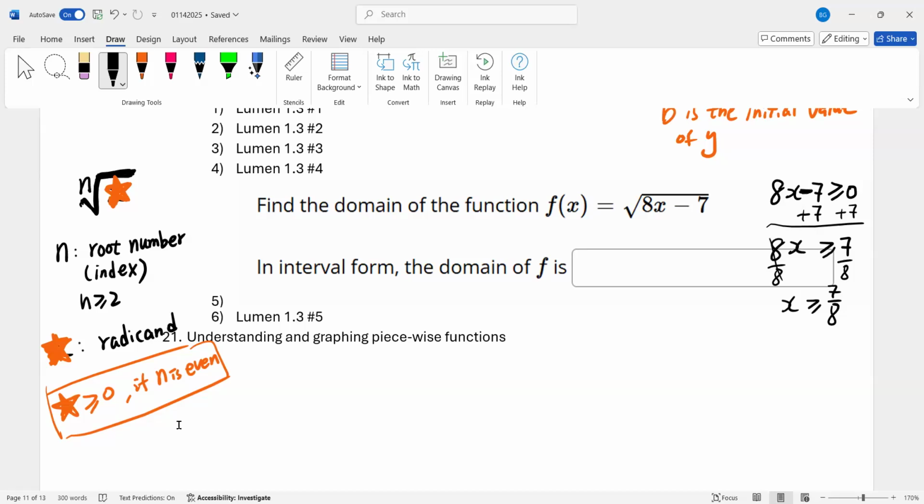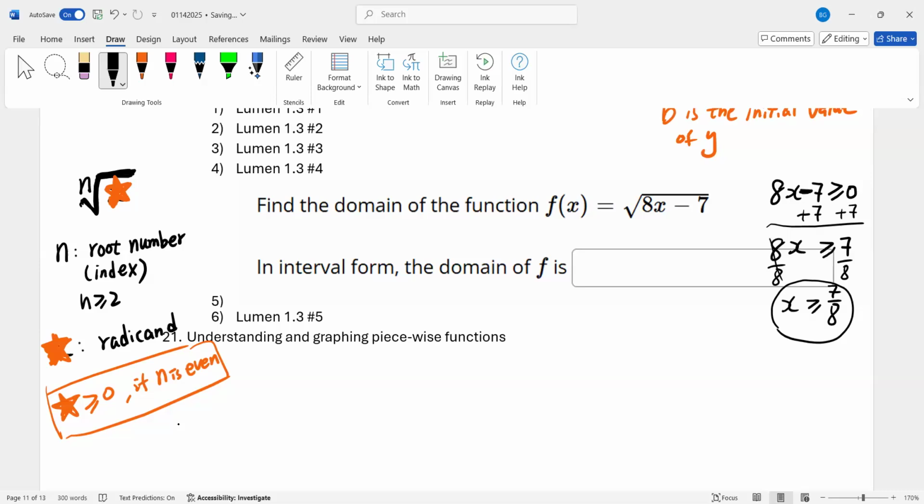When you see something like that, that's what you do. Make sure the root number is even. If you do not see a root number, that means it is 2. 2 is even. So you write or copy the radicand and make it bigger than or equal to 0. And you will have an inequality. You solve that inequality, you will have the solution set of the inequality, right? And that solution set would be the domain of the function. And you need to write the domain in interval notation.